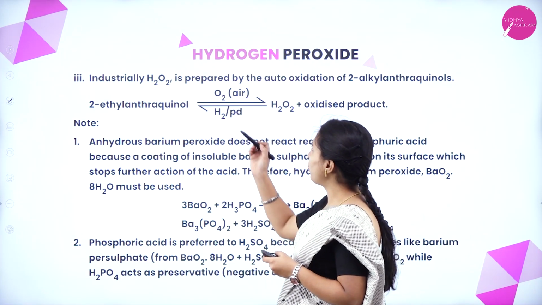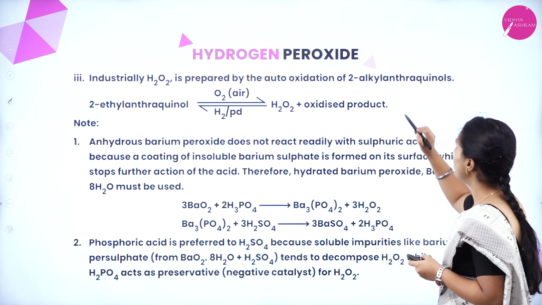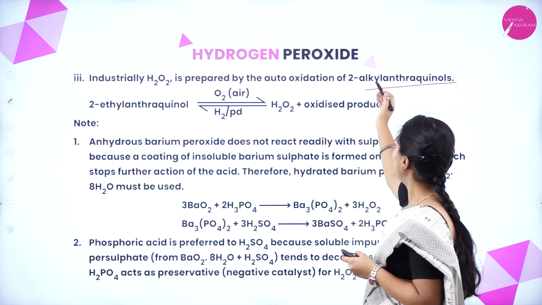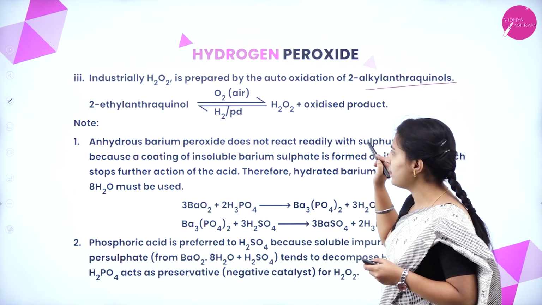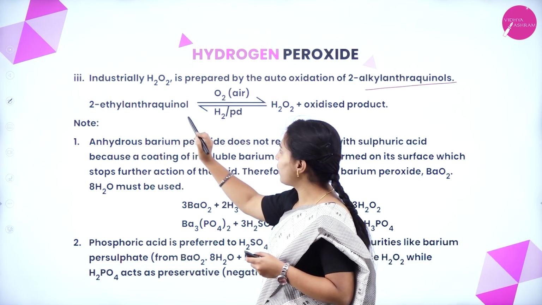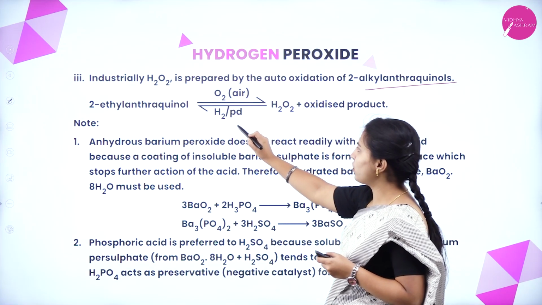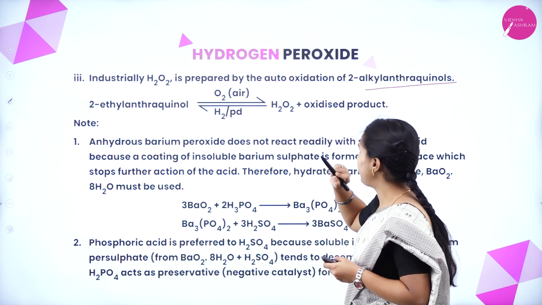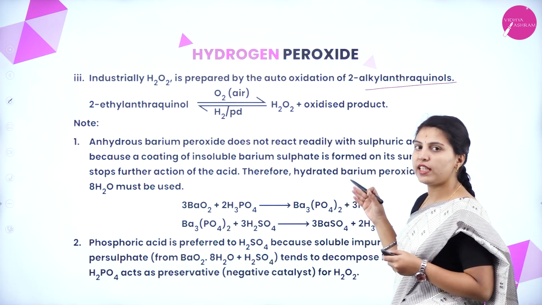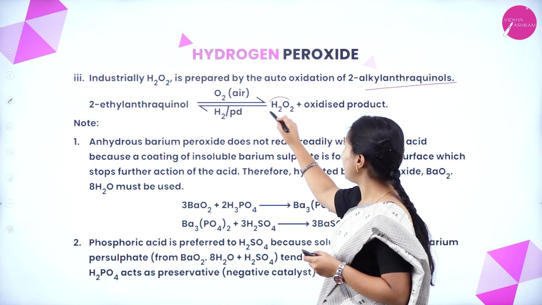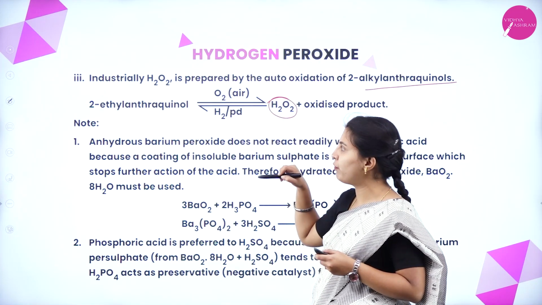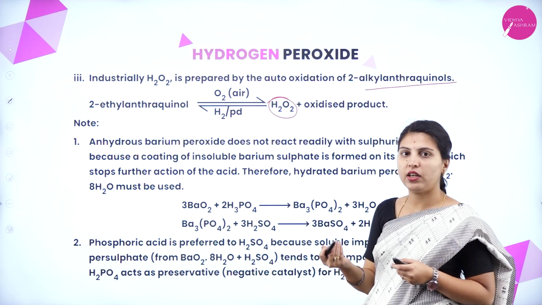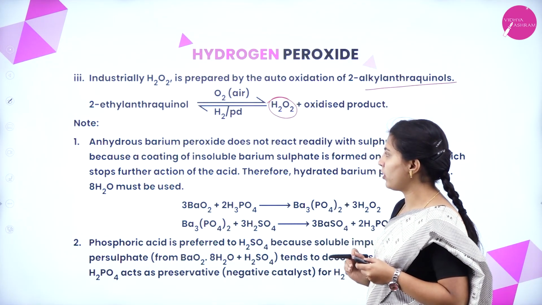Industrially, H2O2 is prepared by the auto-oxidation of 2-alkylanthraquinols. Auto-oxidation means self-oxidation of 2-alkylanthraquinols. Here 2-ethylanthraquinol oxidation takes place in the presence of a palladium catalyst. See here, O2, this is oxidized, H2O2 will be prepared plus an oxidized product. Some oxidized product will be formed, but the main product we require is hydrogen peroxide. How does it form? From 2-ethylanthraquinol, which gets self-oxidized, like auto-oxidized, to form hydrogen peroxide.